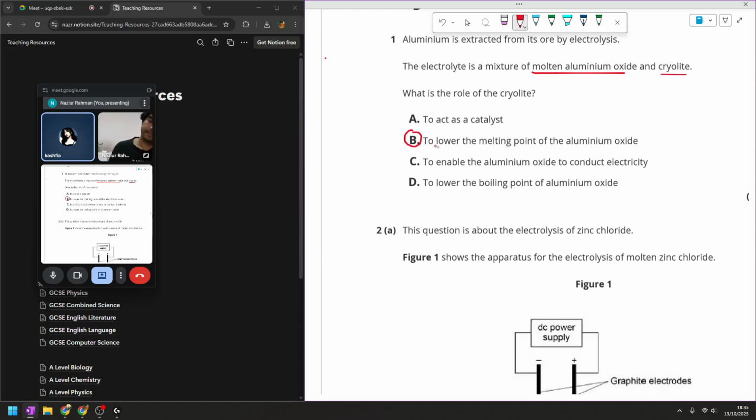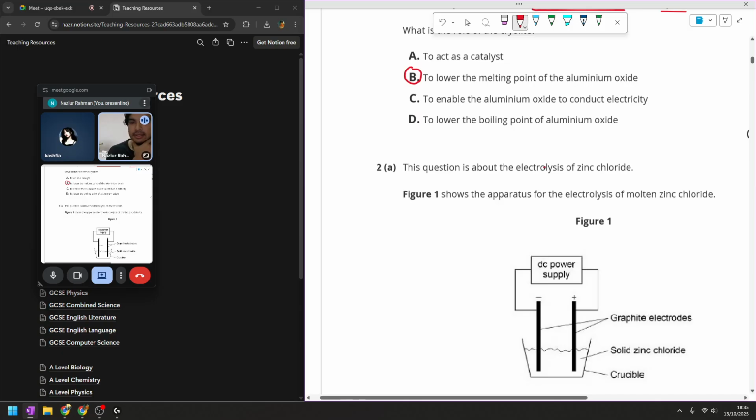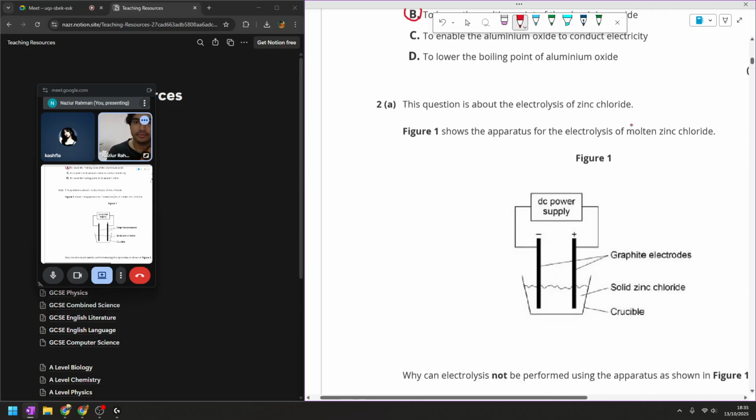Yep, good. This question is about the electrolysis of zinc chloride. So it's molten zinc chloride. So when you see molten, it means we melt it. In other words, there's no water. So you don't have to worry about hydrogen ions and hydroxide ions. You just have two ions, the zinc ions and the chloride ions. When it's molten, you just have two ions. So one of them goes to the anode, the other one goes to the cathode, and that's it.